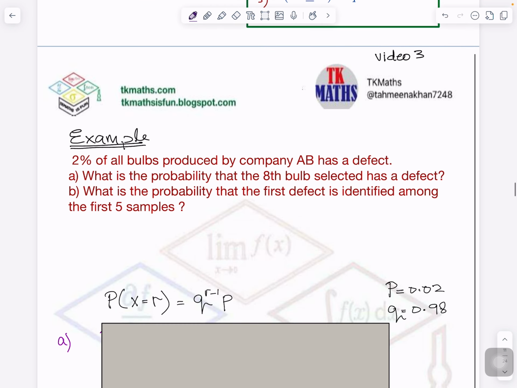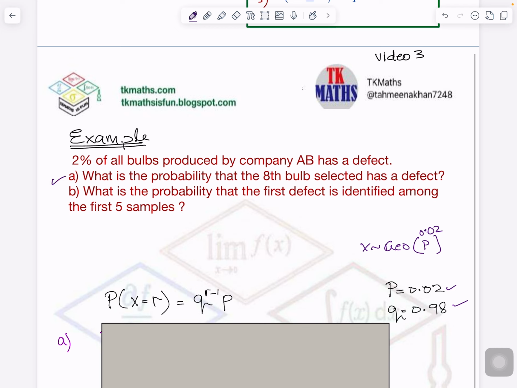So let's just start with the question. In this video, I have taken 2 questions. 2% of all bulbs produced by company AB has a defect. So for the bulbs which have no defect, what is the probability of that? 98%, right? So 0.98. In geometric distribution, if you look at the distribution here, P is 0.02. So this is the information given to you in the question.